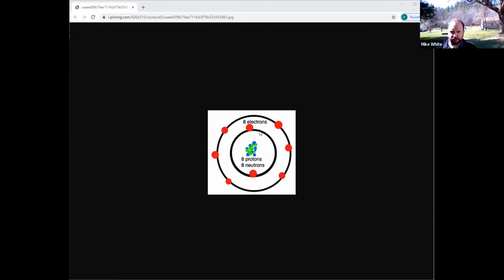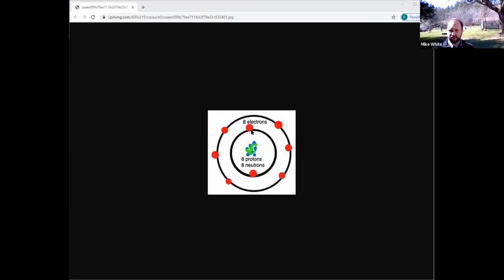First of all, here's our nucleus. This is where the 8 protons and the 8 neutrons exist. Then we have electrons orbiting around the outside like we talked about. Without getting too detailed, electrons tend to organize themselves into these rings. The innermost ring of any atom can only fit 2 electrons.